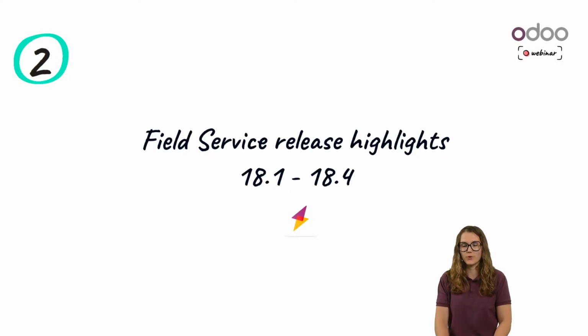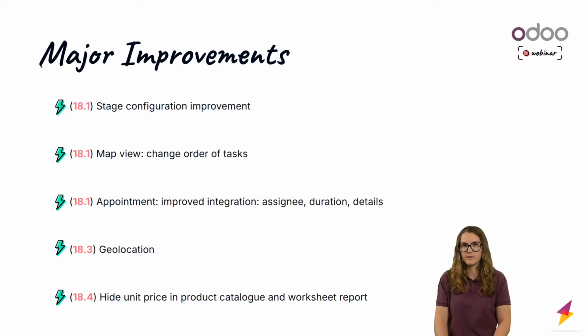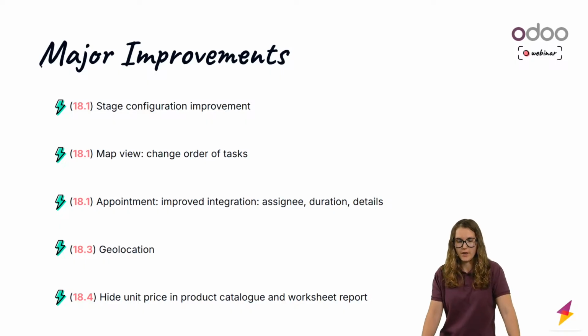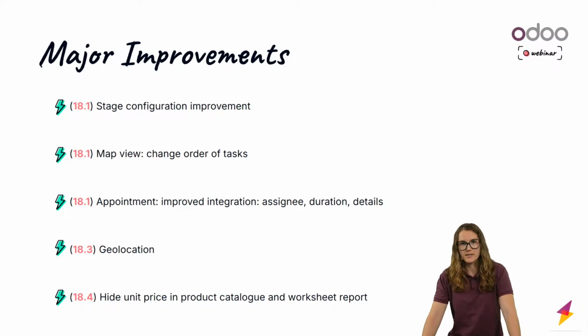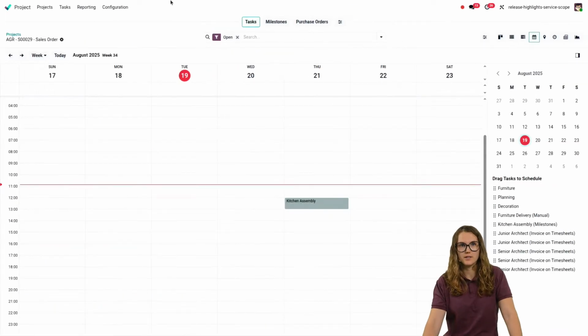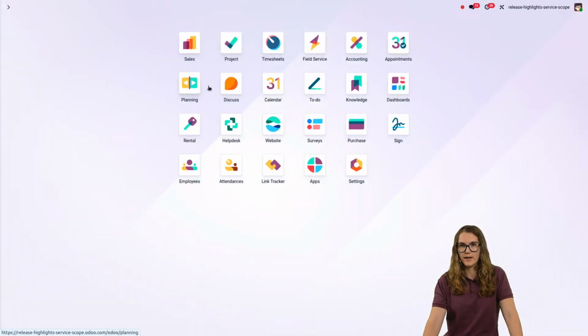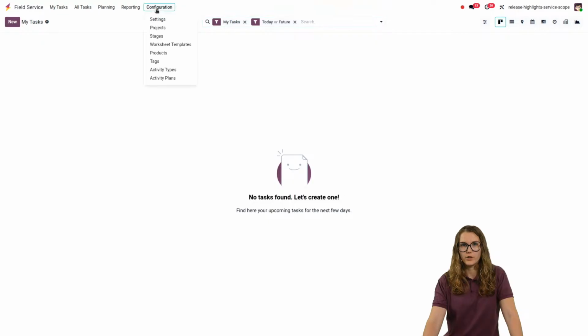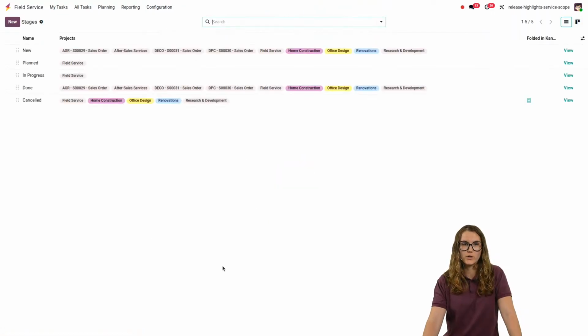Okay, that's it for the project app. Now let's move on to the field service application. The first improvement that we have is an improvement in the stage configuration. So basically, if we dig into the database, we have the following view. So if you go to configuration and then stages, so this view was improved.